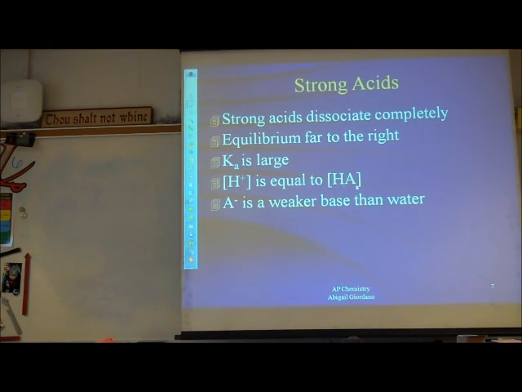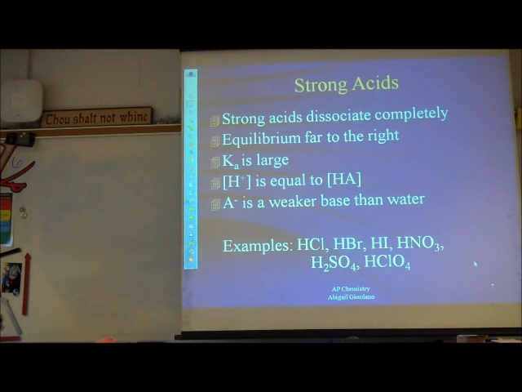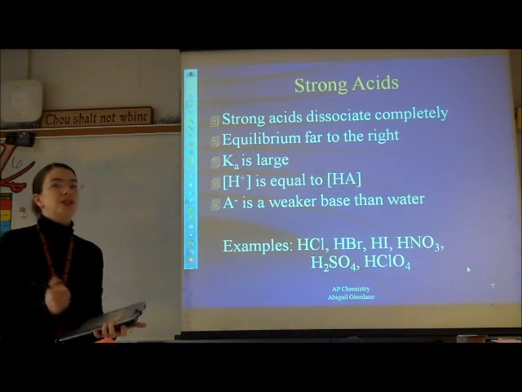I'll talk about this later on. There are your 6 strong acids. If you've forgotten them, please review them.